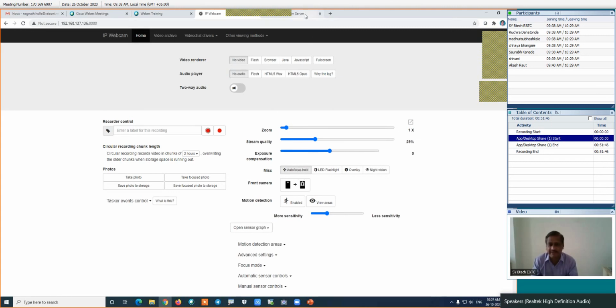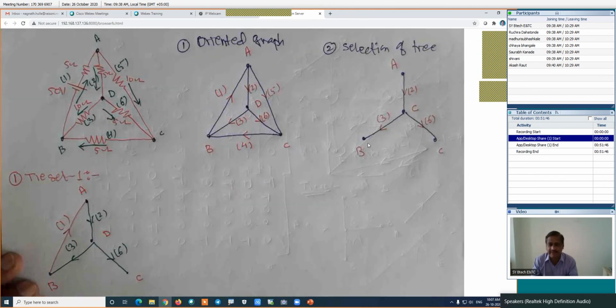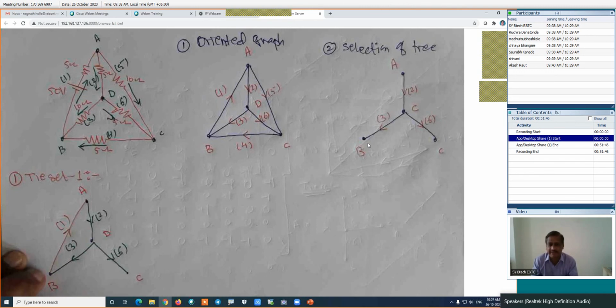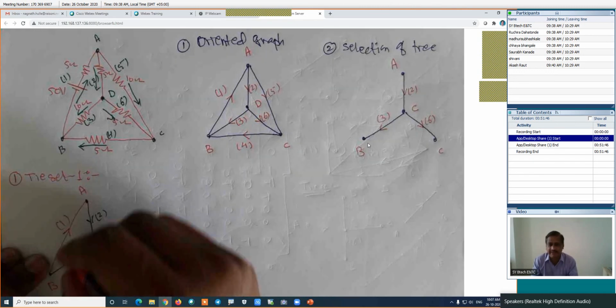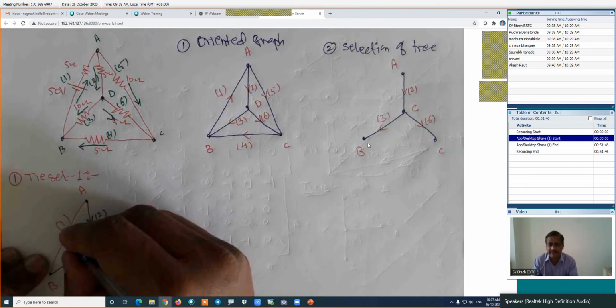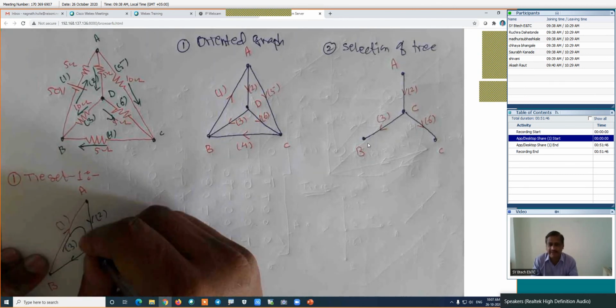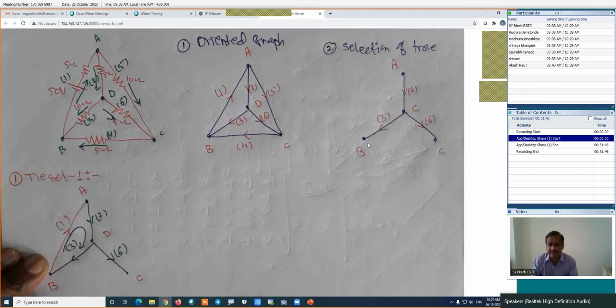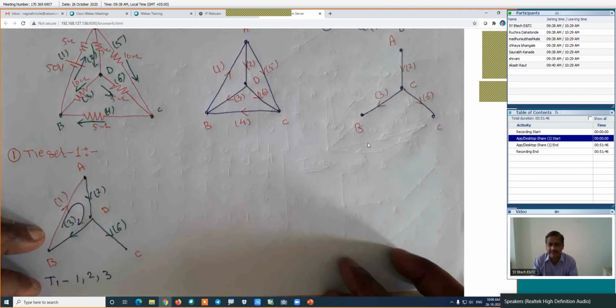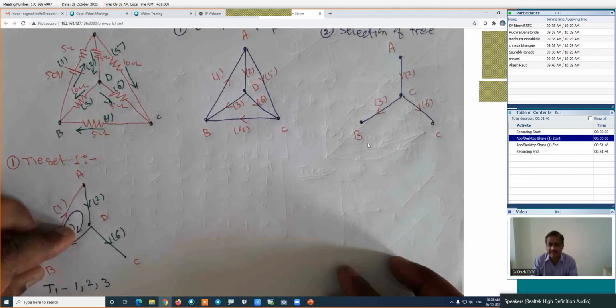Here, if we are putting this branch number 1, there is a formation of a loop. This loop current will be the same as the direction of this co-tree branch. It is clockwise, and this is tie set number 1, that is T1, which is branch number 1, branch number 2, and branch number 3.